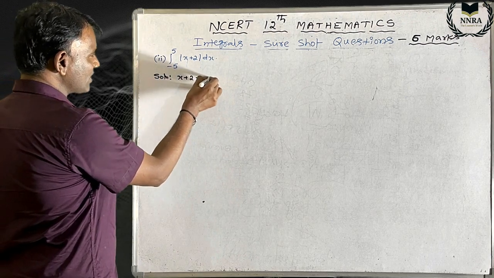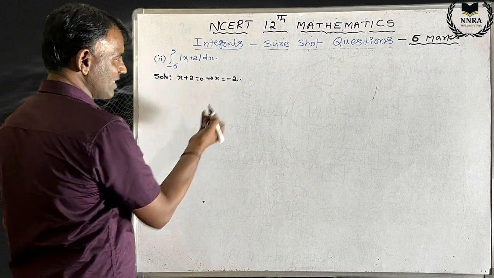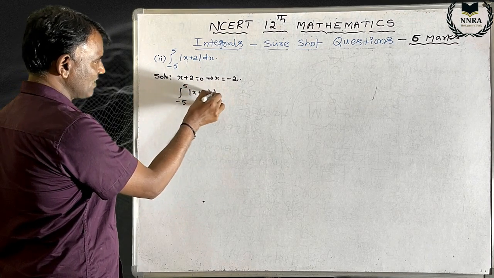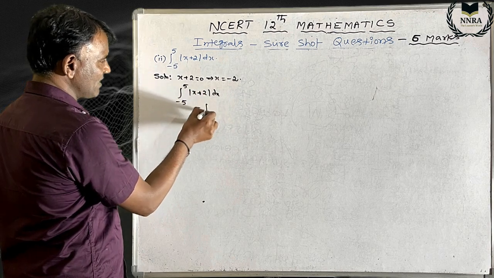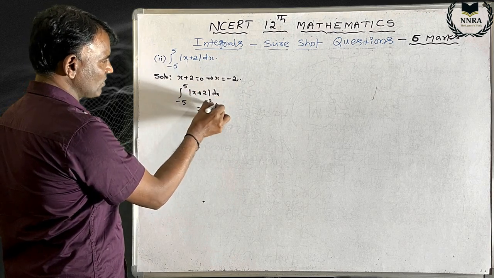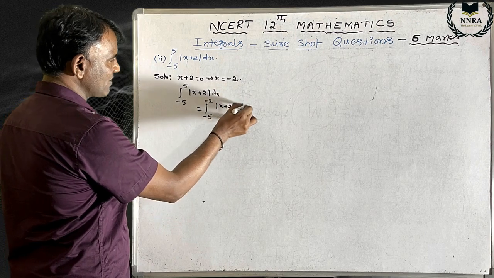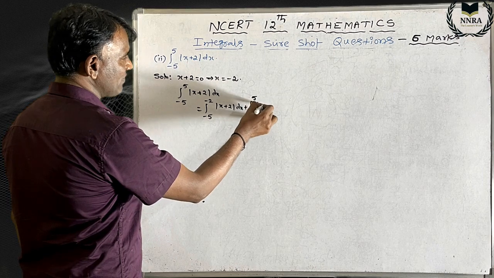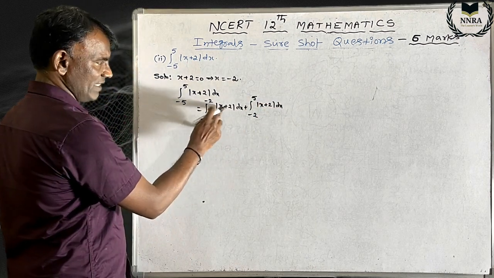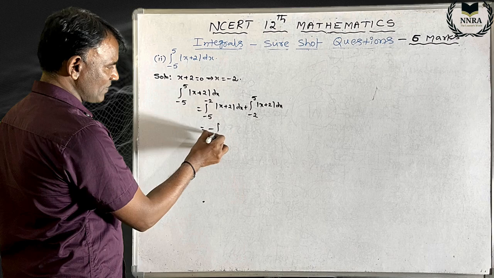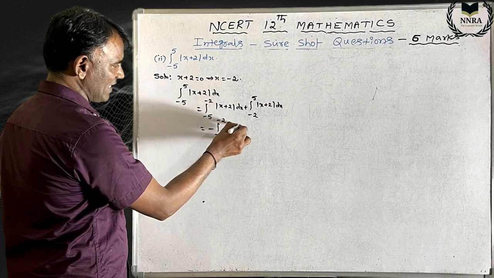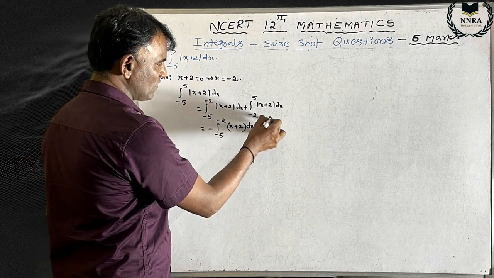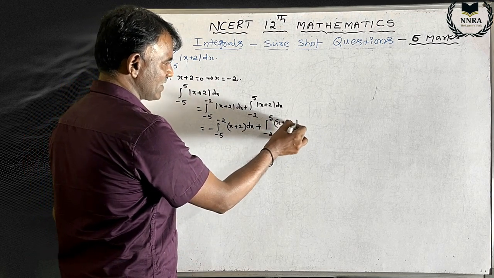x plus 2 equal to 0. Then we get x equal to minus 2. So here integral minus 5 to 5 mod of x plus 2 dx, right? So this can be written as minus 5 to minus 2 mod of x plus 2 dx, then minus 2 to, what is that upper limit? 5. So mod of x plus 2 dx. Here it is negative. So minus 5 to minus 2, minus of x plus 2 dx. Okay, but it is positive. So minus 2 to 5 x plus 2 into dx.